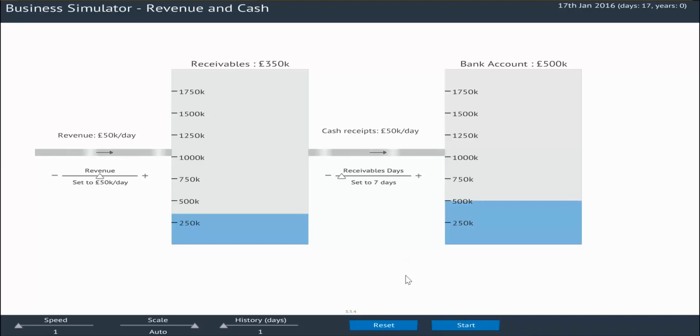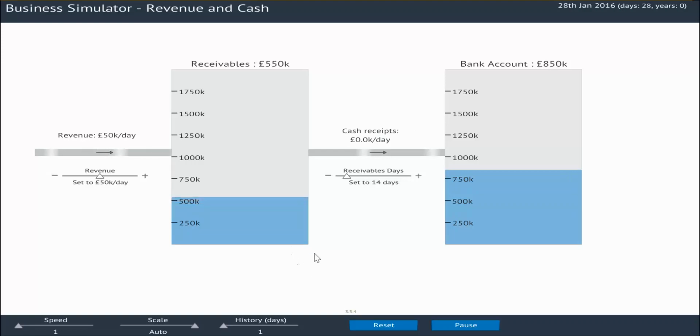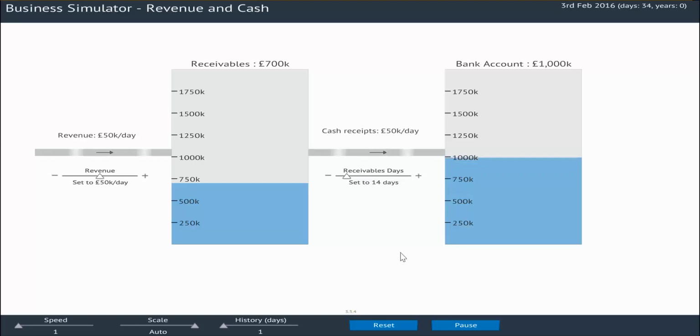We can pause the simulation, and now we can explore, well, what happens if receivables days change to 14 days, so offering customers more credit. We can then start again, and we'll be able to actually investigate these dynamics. We can see the receivables balance increasing, and after the further 7 days are up, the bank balance now starts to increase.